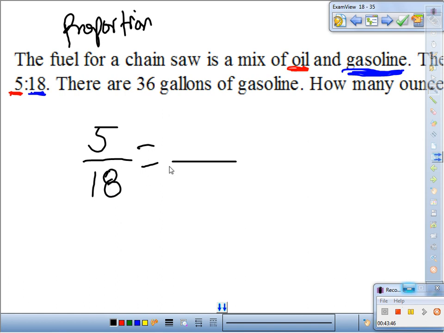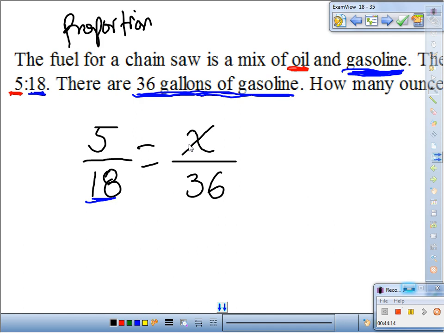So now I need a fraction for the second part of the proportion, and they give me 36 gallons. What color is gallons of gasoline? Blue. So this is blue. Which was blue from these two? 18. So where am I going to place the 36? On the bottom, which leaves this one with X.